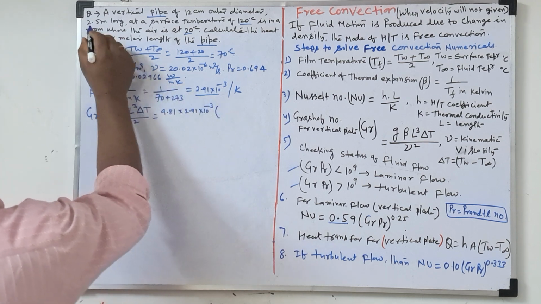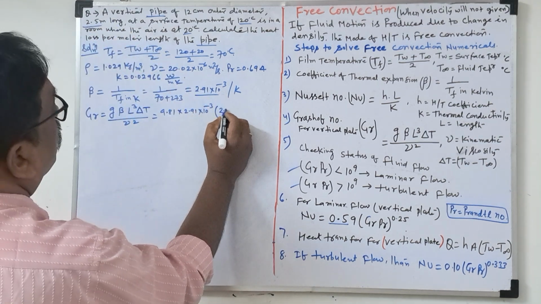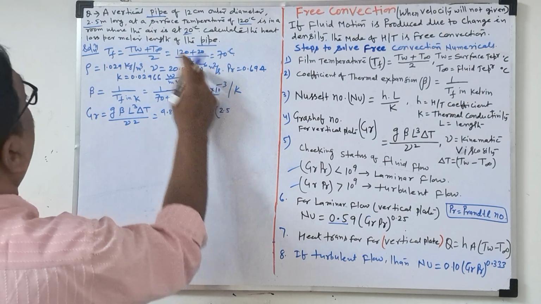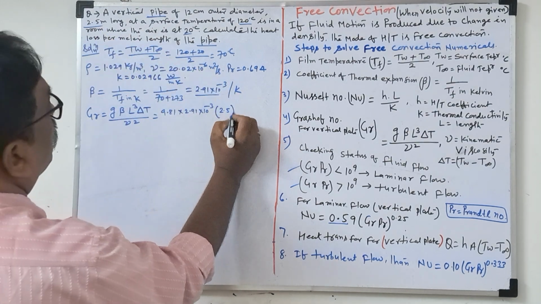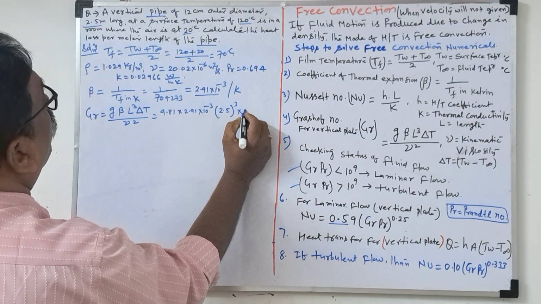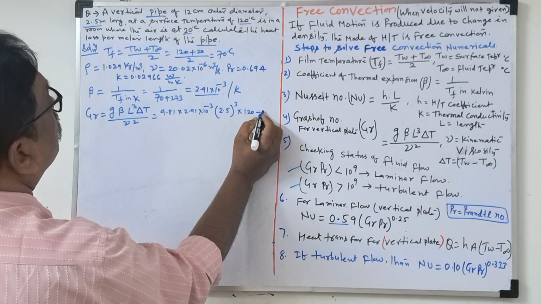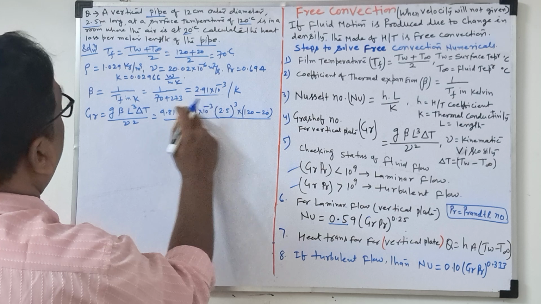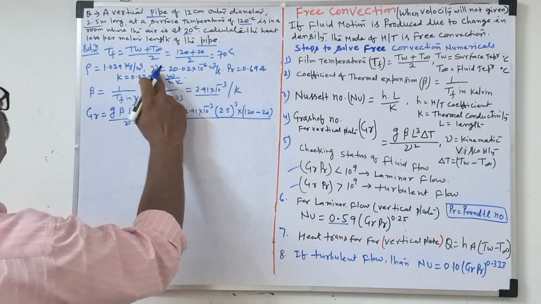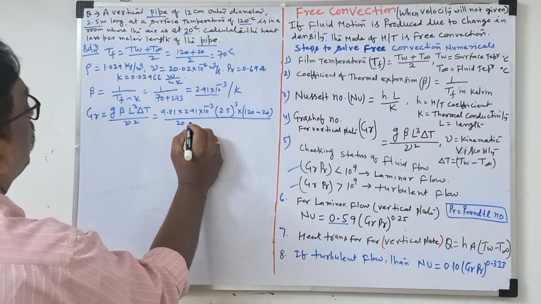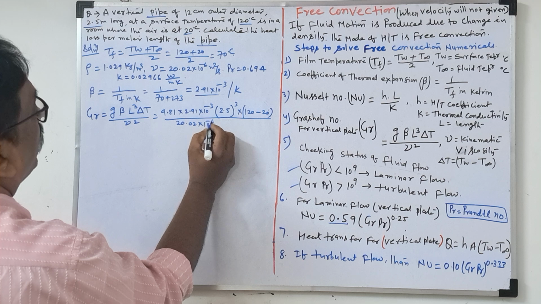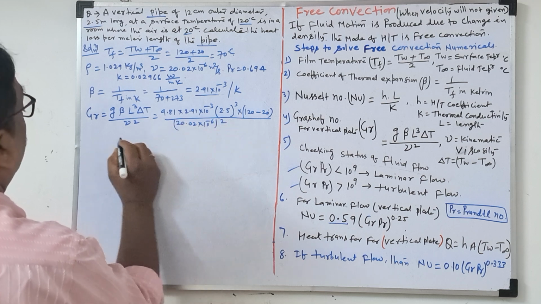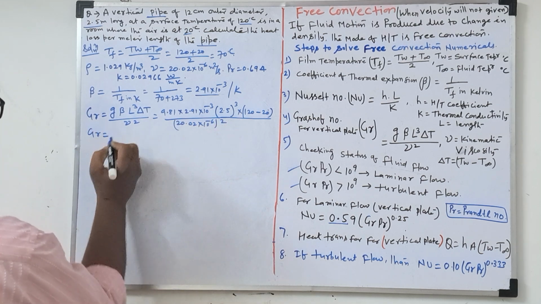The length, how much is given? 2.5 meter. Meter or centimeter, we have to check. So 2.5 meter power 3 into 120 minus 20 because of delta T. Then we already know the kinematic viscosity value, 20 minus 0.2 into 10 power minus 6 whole square. So now we will know the GR value.